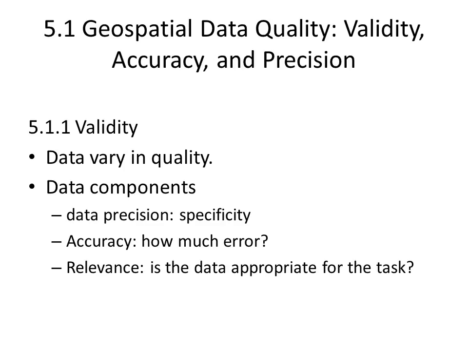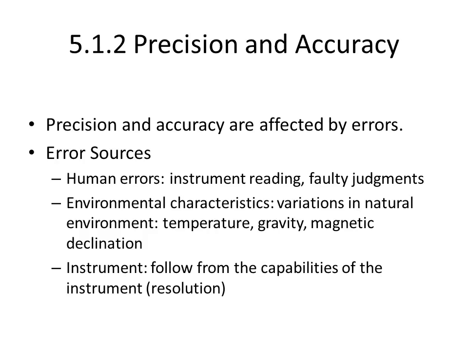In the first section of the chapter on geospatial data quality, validity, accuracy, and precision, these concepts are discussed in relation to data components. Data precision has to do with the specificity of data, accuracy has to do with how much error, and relevance has to do with how appropriate the data is for the task. Precision and accuracy are affected by errors. Error sources include human errors, such as instrument reading and faulty judgments, environmental characteristics like variations in the natural environment such as temperature, gravity, the magnetic declination, and instrument errors which follow from the capabilities of the instrument, such as misuse of resolution.